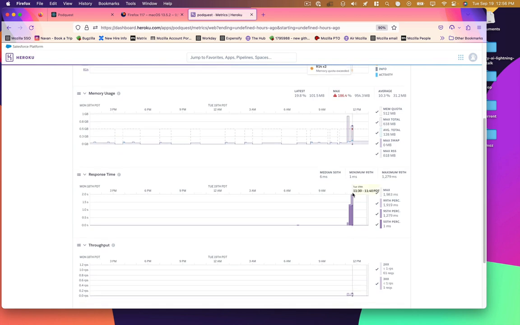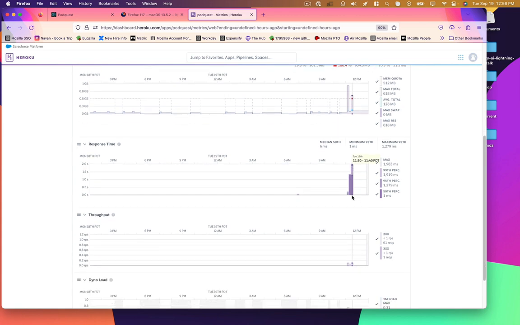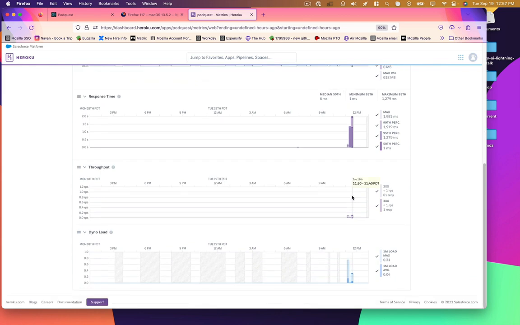Response time, again, kind of spiked here. Let's see how long this is. 2 seconds to provide a response. Throughput, this is number of requests per second, and that's not going to help us that much.